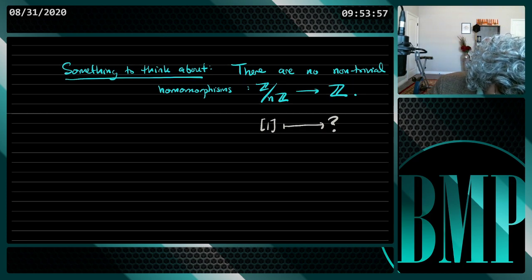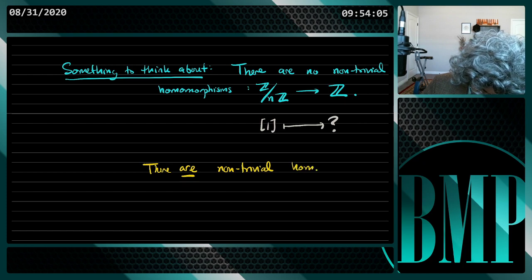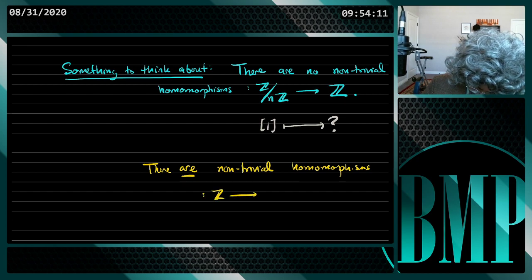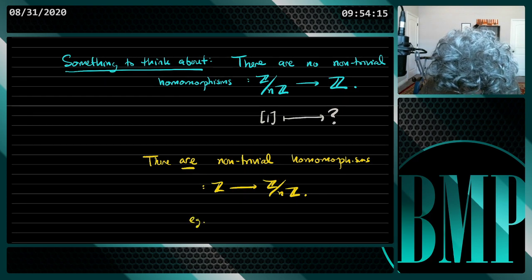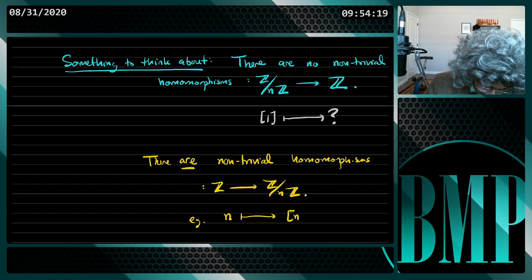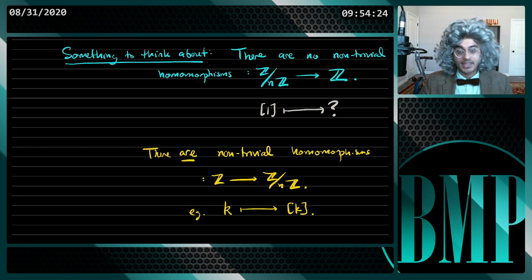But here's the second thing. There are non-trivial homomorphisms from Z to Z mod NZ. For example, a number K gets sent to its equivalence class.